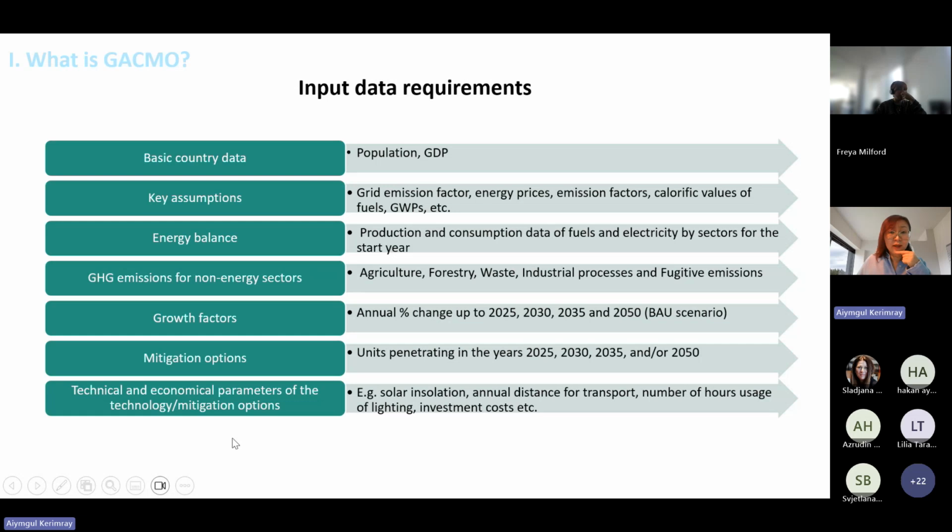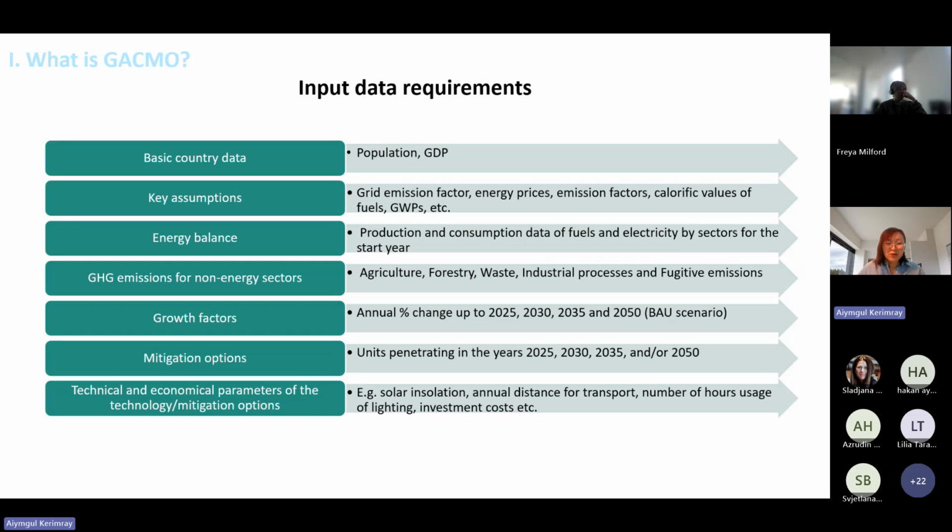In terms of input data, compared to other models, GASMO doesn't require too much input data. That's why the development of the GASMO tool can be done in a few weeks, one month, or several months. So it doesn't require several years. From my previous experience, I know that for TIMES or LEAP, it might take from several months to several years to develop a good model.